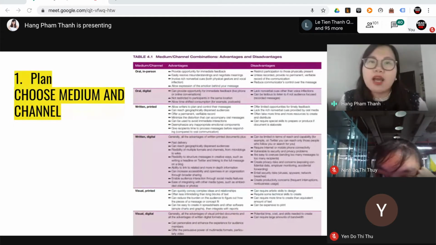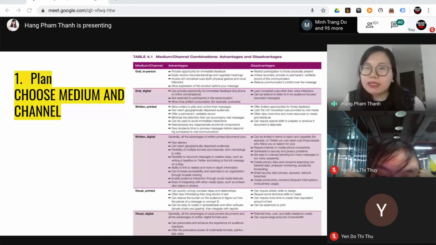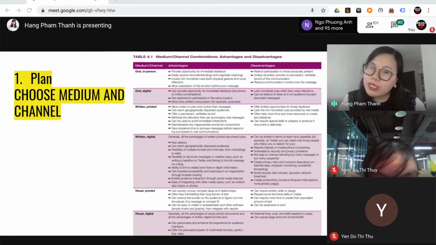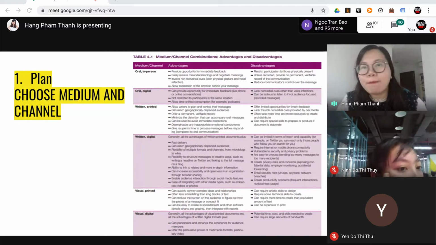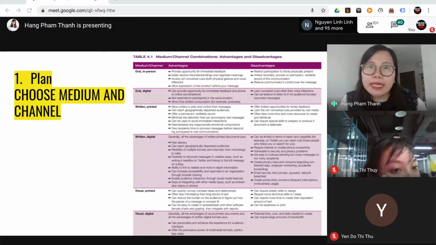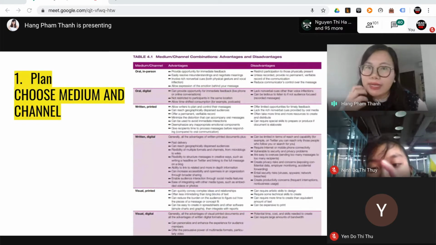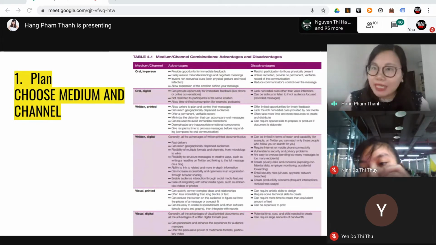The first one is oral, in person. The second one is oral, digital. The third one is written, printed. The fourth one is written, digital, and then visual, printed, and visual, digital. So you can see that most of the time, half of it is already in digital forms. And as we all know, digital forms have become much more popular these days. And for each, they already listed the advantages and disadvantages.